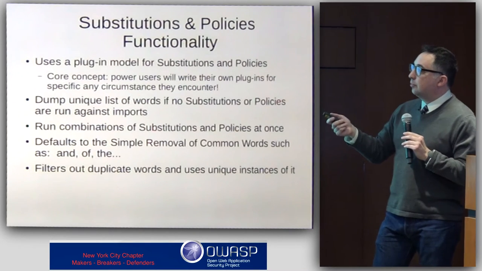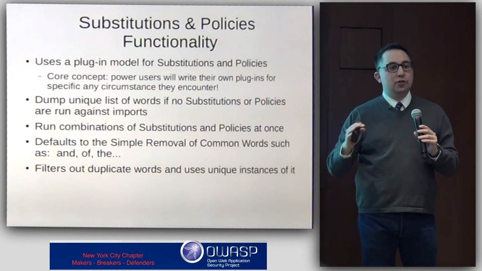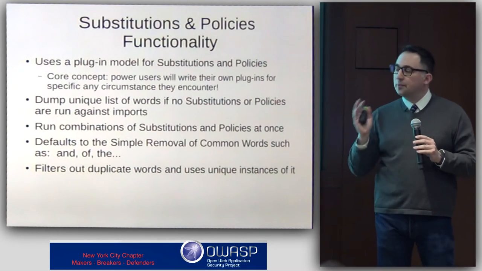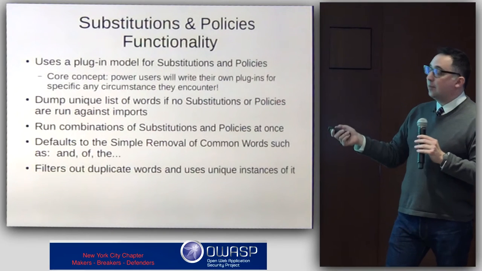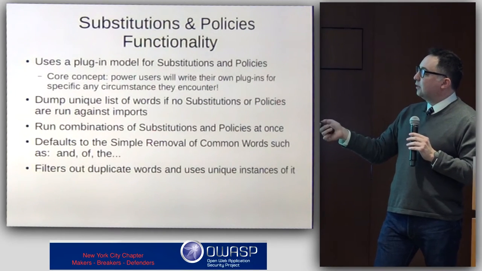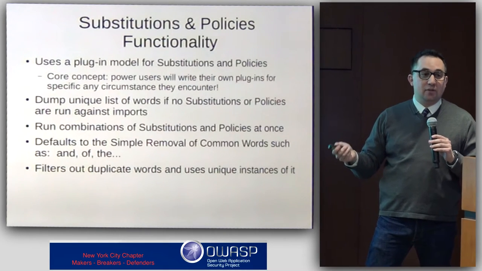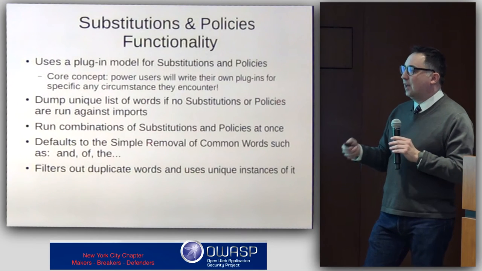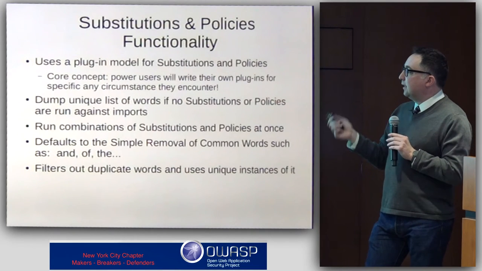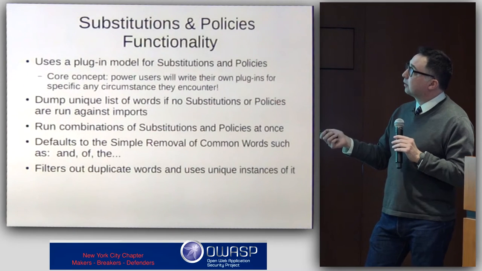You can dump a unique list of words if you want to. So for instance, if you don't want to do any kind of changing, you just want to get a unique list, you can do that. You can run different combinations of policies at once. And it defaults to a simple removal of common words because you don't want to test "the" and "of" and stuff like that. So it removes that kind of stuff. And it filters out duplicate words and uses unique instances.